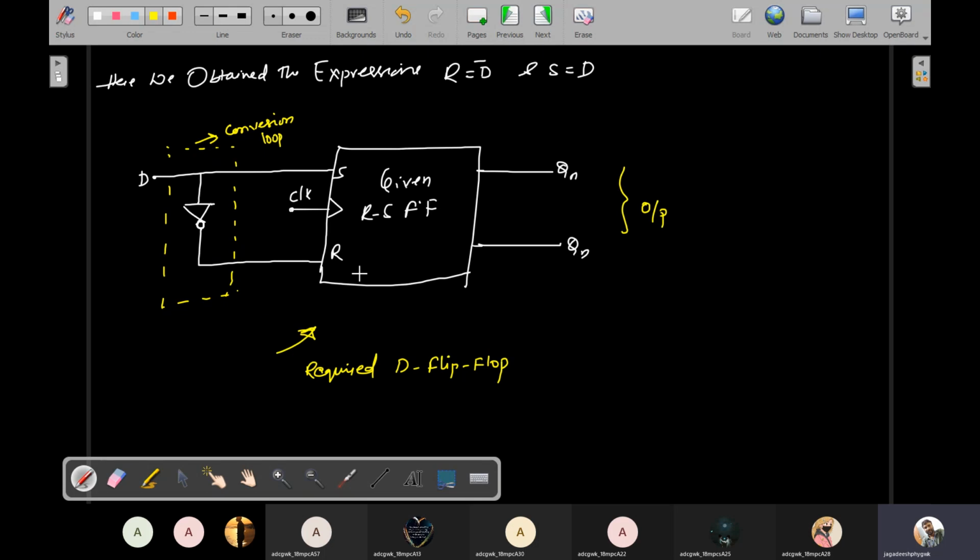Understand everybody? So this is the topic of conversion tables. I think everybody understood. Please read properly, and I think your syllabus is completed.